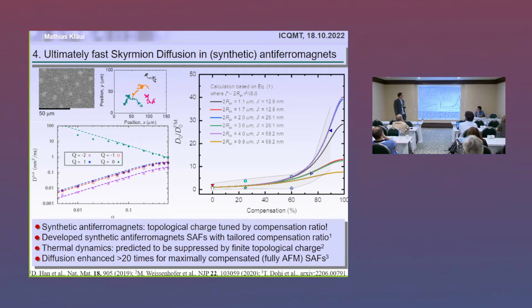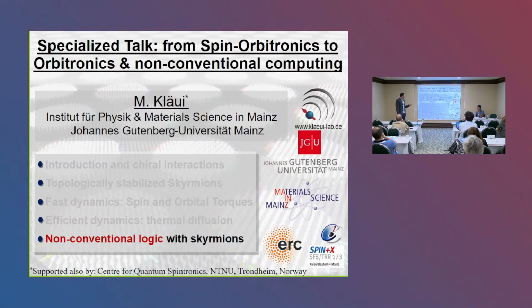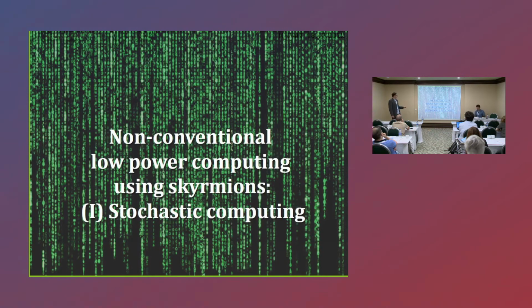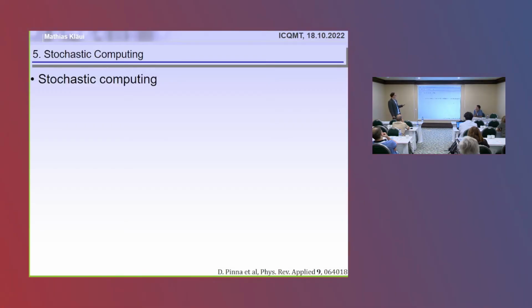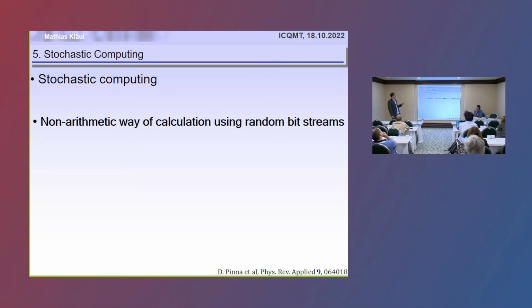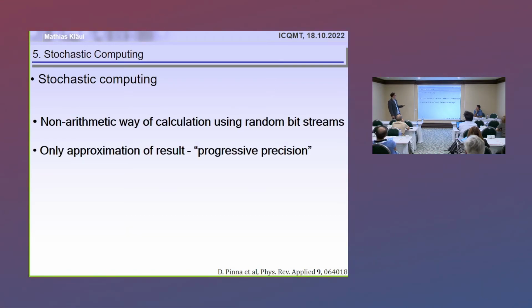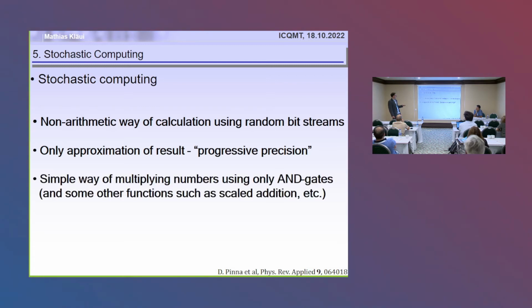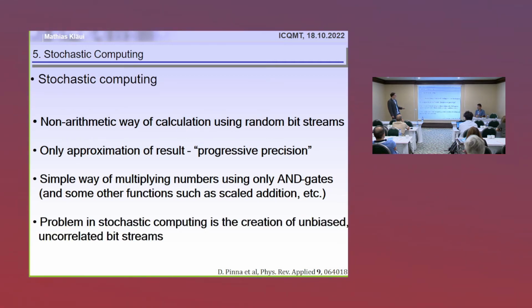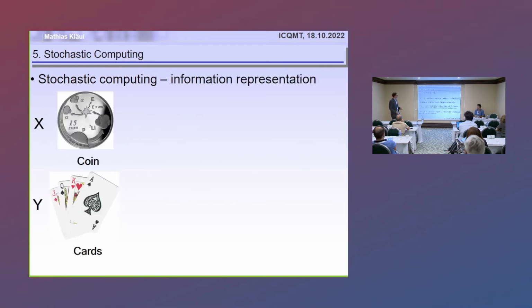But let's use it. So here let's start with non-conventional logic using skyrmions. First we're going to use stochastic computing. Stochastic computing is a non-arithmetic way of calculation using random bit streams. It's an approximative approach, and it's a simple way of multiplying numbers, and you can also do scaled addition. But there's a problem, and that is the creation of unbiased, uncorrelated bit streams. Now this sounds very cryptic, so let me explain this to you.